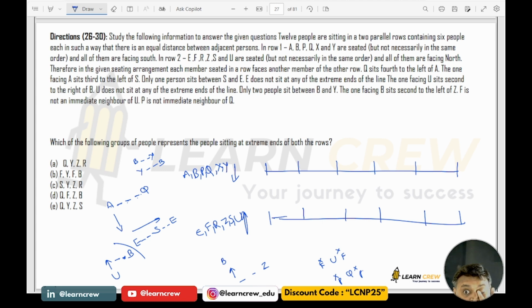A is... Q is fourth to the left of A. If I am taking A here, Q would be here. Sorry, they are facing south. So if Q is here, A would be here. Next, what is given? The one who is facing A is third to the left of S. So S has to be here.